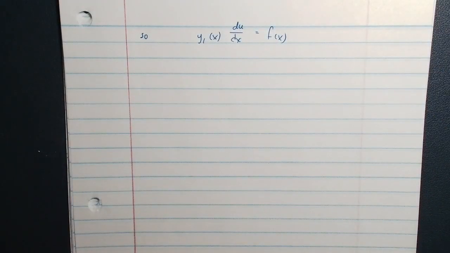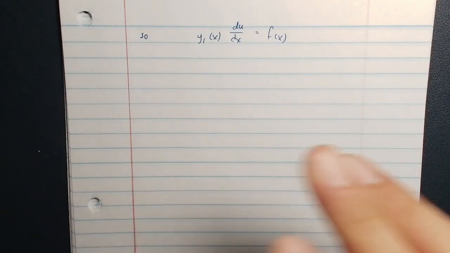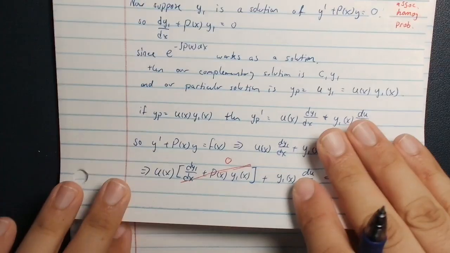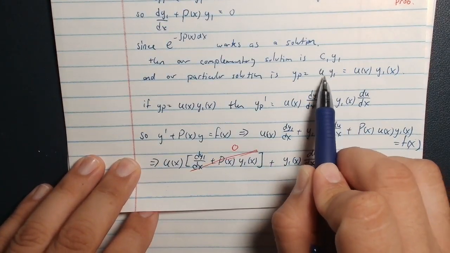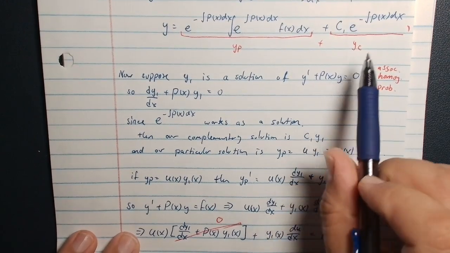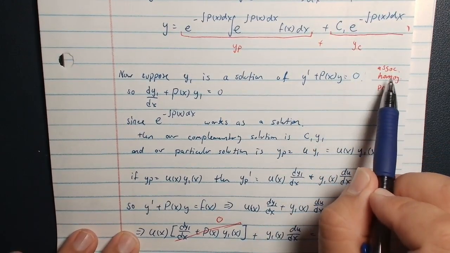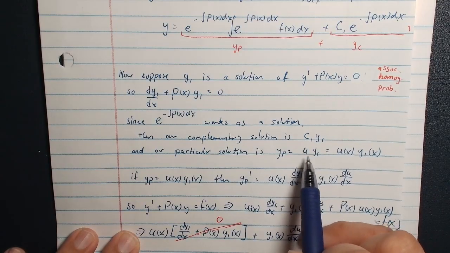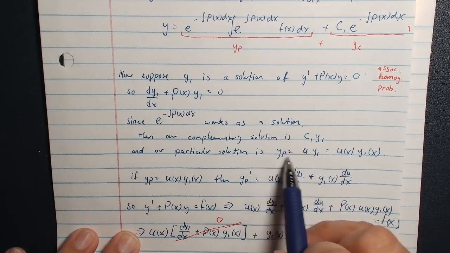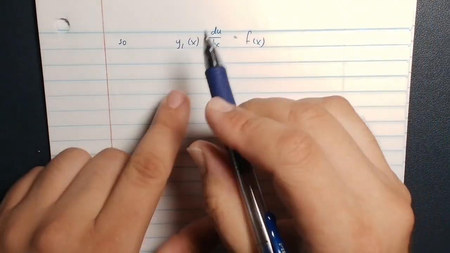Now keep in mind that what we're looking to find is u. Our particular solution is u times y1, but we already know what y1 is. It was a solution to the associated homogeneous problem. So if we can find u, we can multiply it times the y1 that we know to find our particular solution. Oh, but there it is.